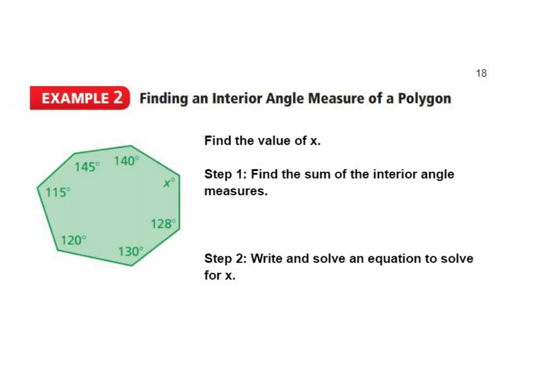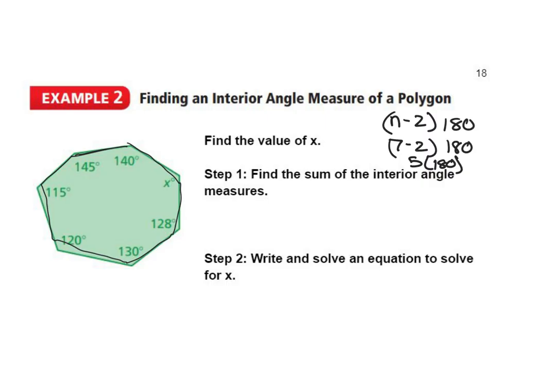Next, we move to finding an interior angle measure of a polygon. Find the value of x. Step 1, find the sum of the interior angle measures. So first of all, we need to know how many sides we have. 1, 2, 3, 4, 5, 6, 7. That's nice because we just did one like that. So n minus 2 times 180. 7 minus 2 times 180. So that's 5 times 180, and we know that was 900.